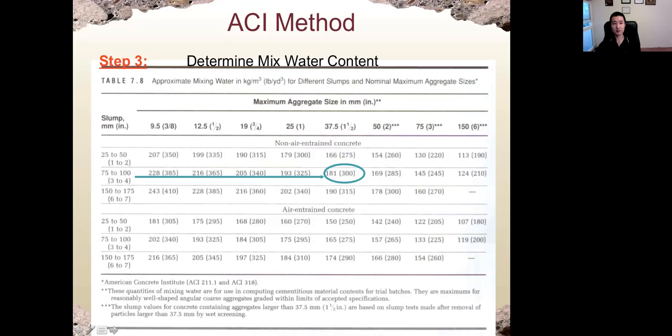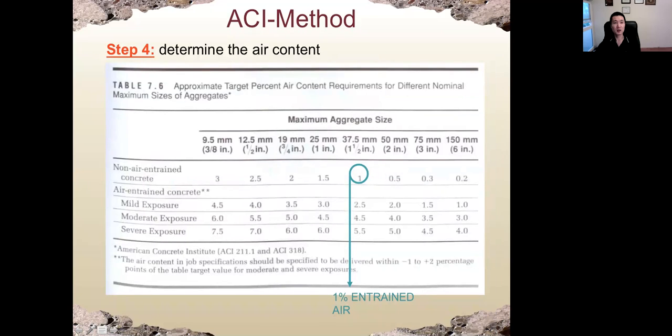Then the next step, step 4, is to determine the air content. The air content depends on the size of the coarse aggregate, 1.5 inch. Again, this is non-air-entrained concrete, so the air content will be 1% by volume. This is the air content.